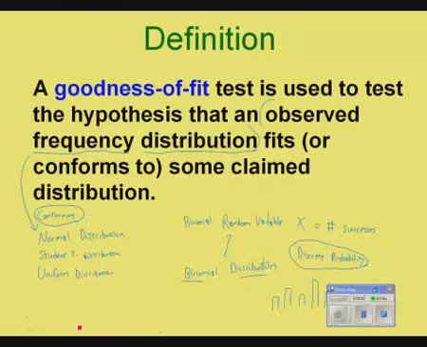How do you figure out if you have data and you say, hey, I think this is a normal distribution, or I think this is something else? How do you check to see if it really is or not? Well, that's what's called a goodness of fit test.